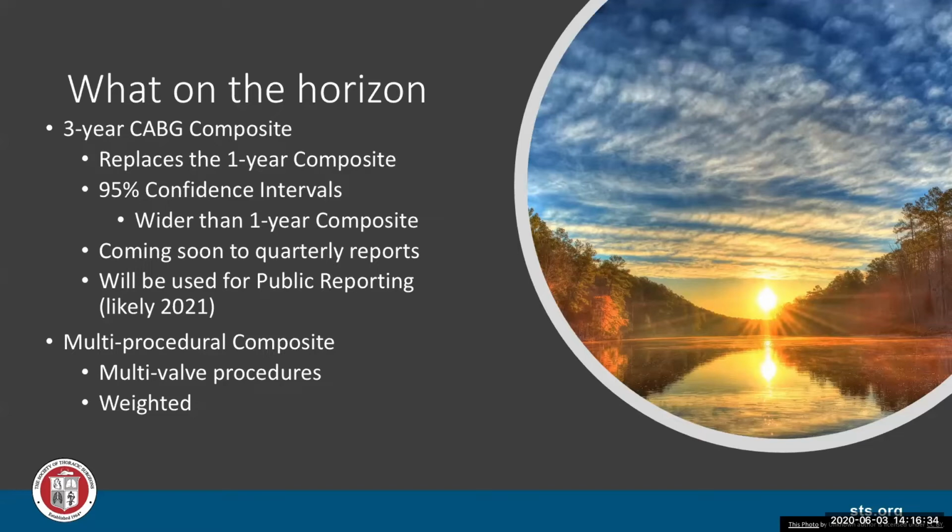And then also a multi-procedural composite will be out soon, which will be multi-valve procedures. That would be like if you did double valves or triple valve procedures, that's where that would be included. It will be weighted, so sites that are mitral sites or sites that are aortic valve sites will be compared more closely to their like sites. We're not going to be comparing heavy mitral sites to heavy aortic sites and show the difference in outcomes between those sites. That wouldn't really be comparing apples to apples. So they will be weighted comparisons.